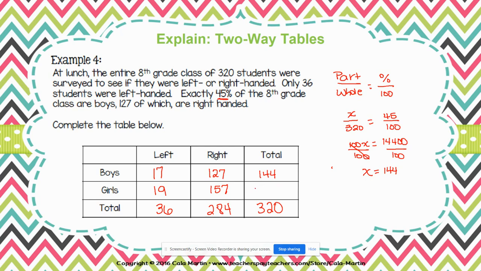Now I can figure out how many total were girls. I know 19 of them were left-handed and 157 of them were right-handed. So I can add those together and I get 176.